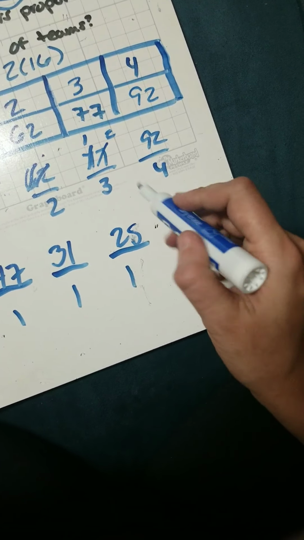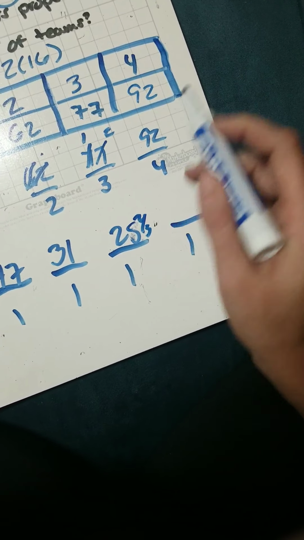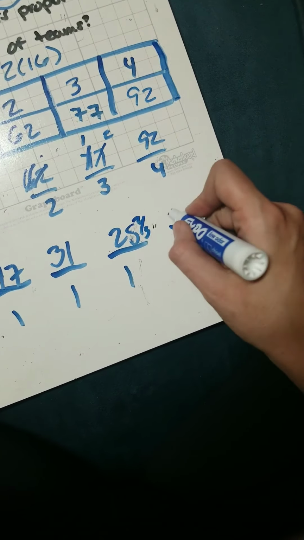and 2/3. And then 4 goes into 9 2 times, leaves me with 1. 4 goes into 12 3 times.